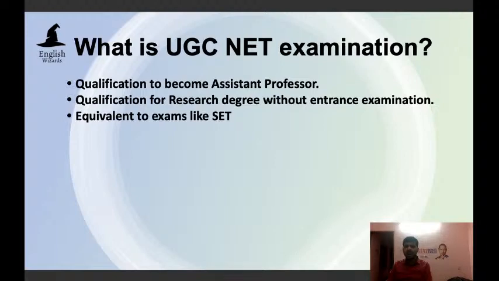So I believe most of you are well acquainted with the structure and basics of the NET exam. But there may be newcomers. There may be people who have just joined their PG. There may be people who are even doing their graduation. So let us first look at the basic stuff about the NET exam. So what exactly is NET?